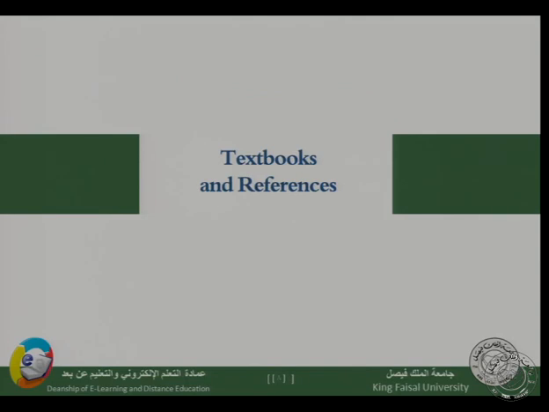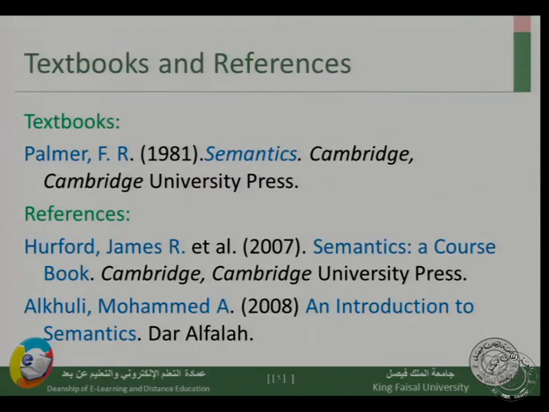The textbook and the references for the course are as follows. This is the main textbook: Palmer, F.R. Palmer, Semantics, published in 1981 by the Cambridge University Press. You don't have to buy the book. I will include everything you need for the exam in the PowerPoint slides. So if you want to learn more, if you want to see more explanation, more examples, things like that, you buy the book. If you just want to study for the purpose of the exam, you can just use the PowerPoint slides I give you. But of course it is recommended that you buy the book.